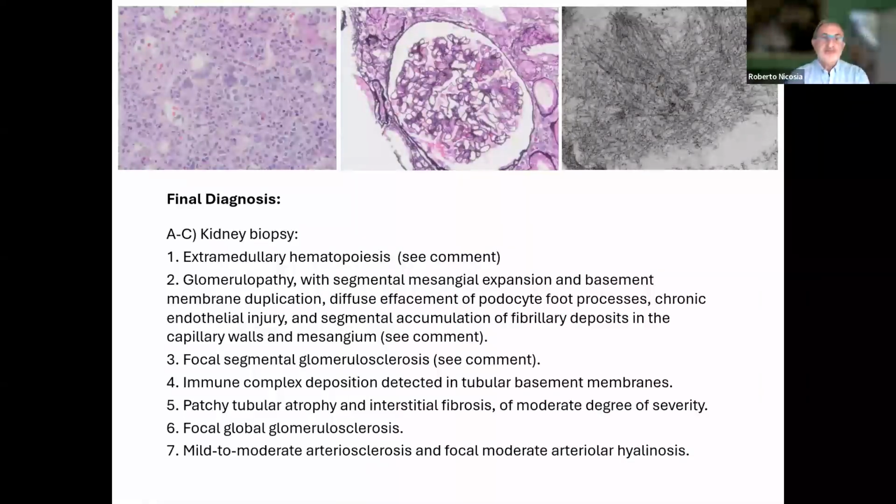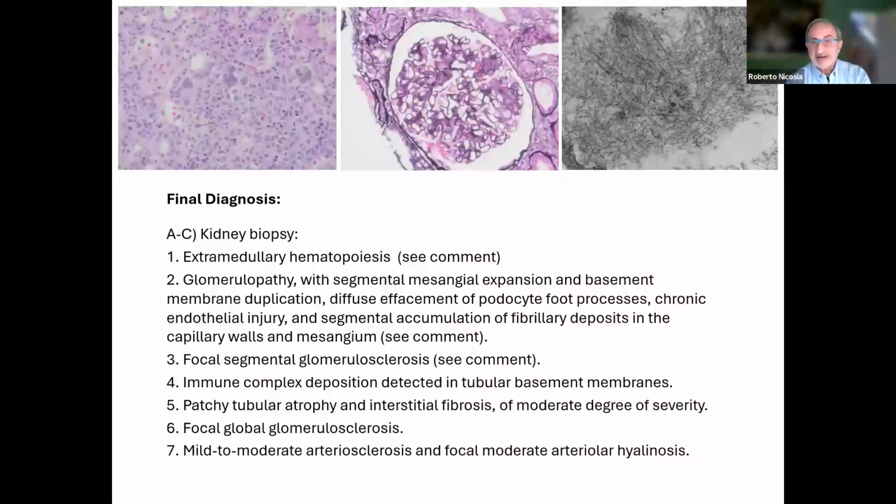We gave a descriptive diagnosis for the glomerulopathy, with segmental mesangial expansion and basement membrane duplication, diffuse effacement of podocyte foot processes, chronic endothelial injury and segmental accumulation of fibrillary deposits in the capillary walls and mesangium. And there was some FSGS and immune complex deposition in tubular basement membranes. There was also a background of moderate chronic parenchymal and vascular injury.